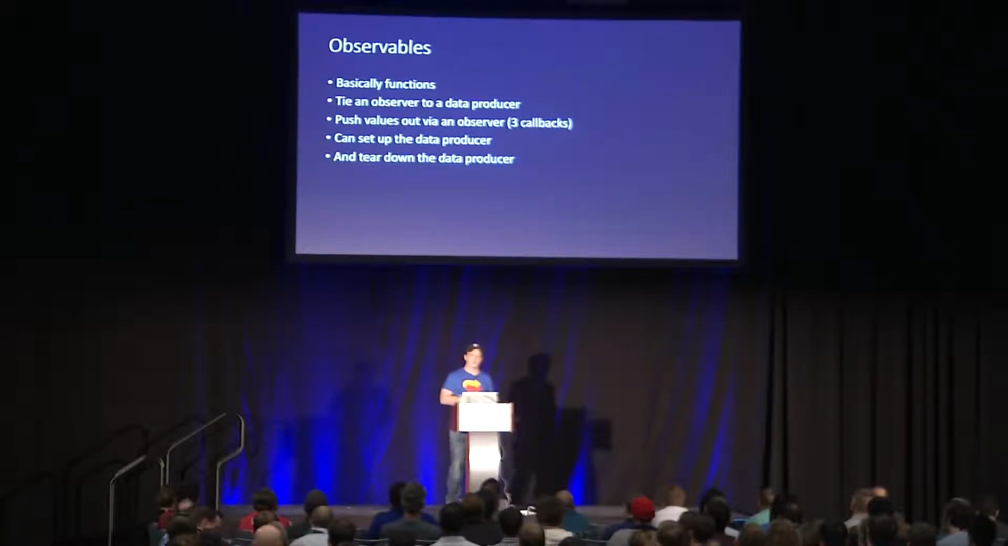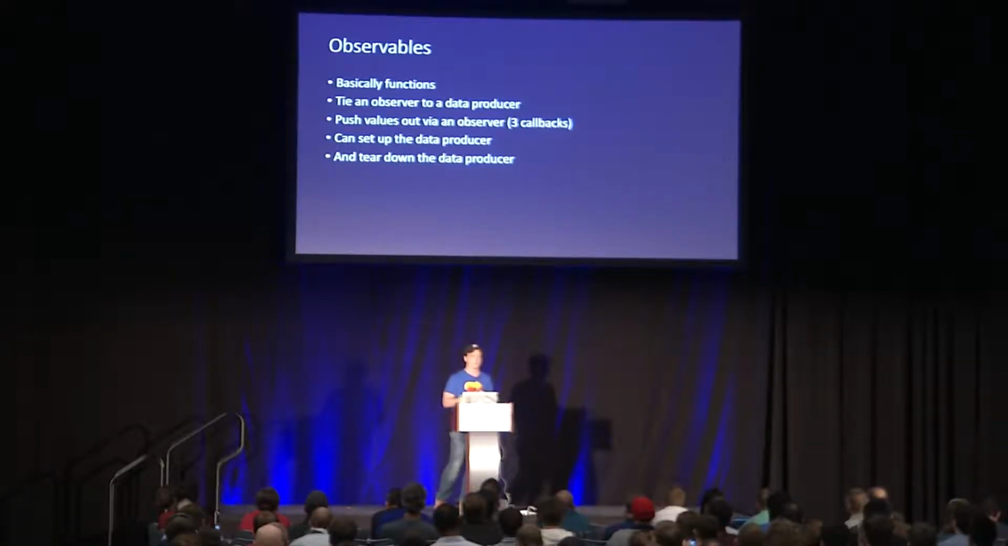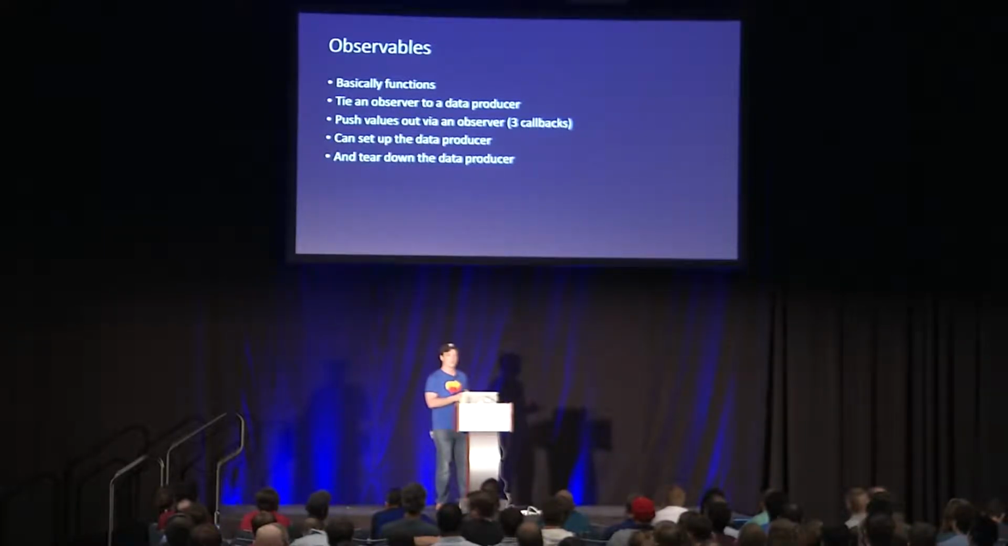So observables are basically functions. They don't do anything until you subscribe to them. They tie an observer to some data producer. They push values out via this observer object. And they can set up the data producer, whatever that is.